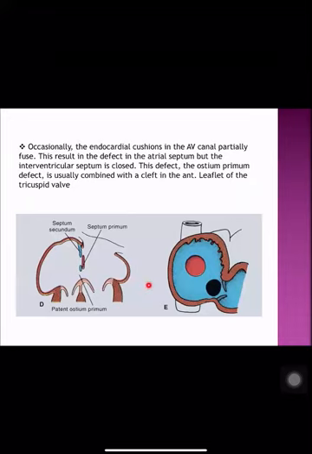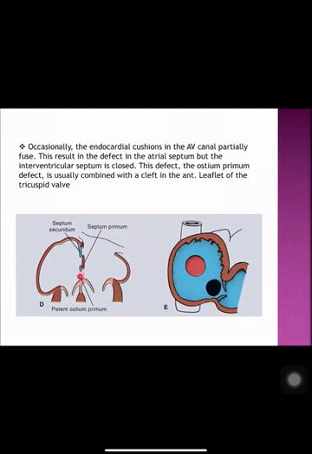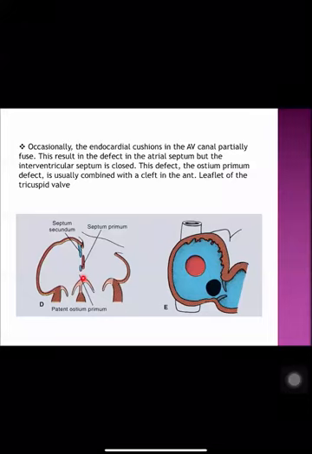Now, sometimes endocardial cushions will partially fuse. That will close the ventricular side, but the atrial side will remain open. This is called a defect of the ostium primum that is usually accompanied by the cleft in the anterior leaflet of the tricuspid valve.